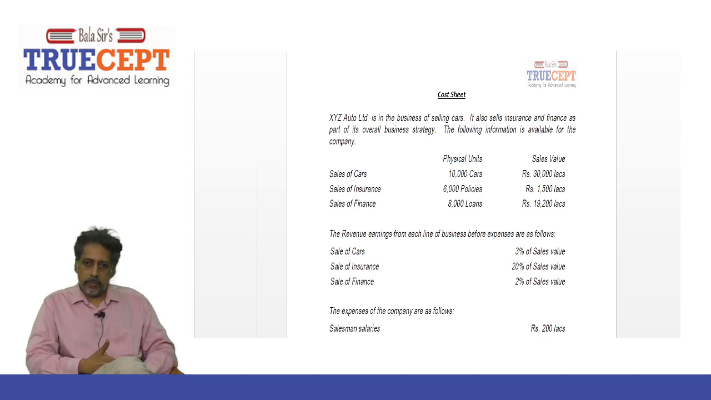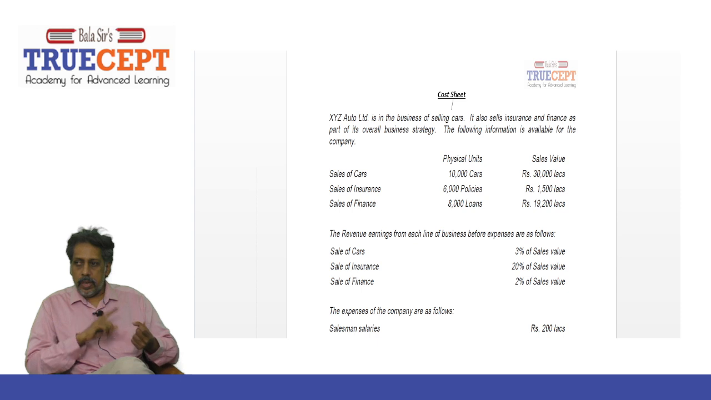XYZ Auto Limited is in the business of selling cars. It also sells insurance and finance as a part of its overall business strategy. The following information is available for the company. Sale of car physical units 10,000 cars, and the sale value is 30,000 lakhs. In that particular period, your company sold 10,000 cars valued at rupees 30,000 lakhs.